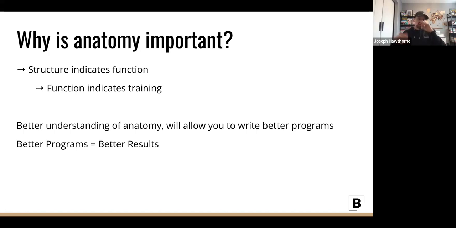And so once we know that the function of that body is going to indicate how we train. So we're just trying to put like, oh, A equals B plus C in most circumstances. It depends. And so because of that, we know that a better understanding of anatomy is going to allow us to write better programs, equal better results. Better results equal happier clients who pay, stay, refer, and continue to give you employment, right? And so that's why it's important for us to just kind of understand what is anatomy.